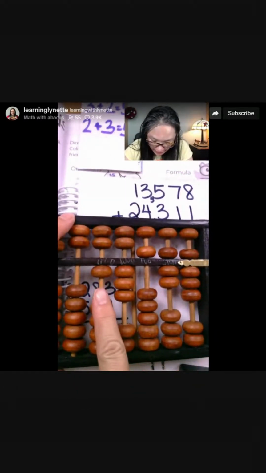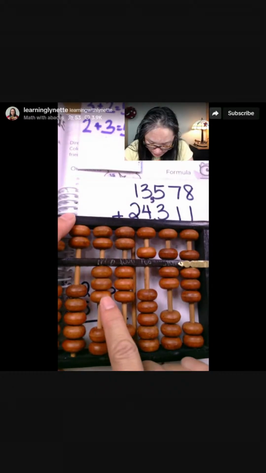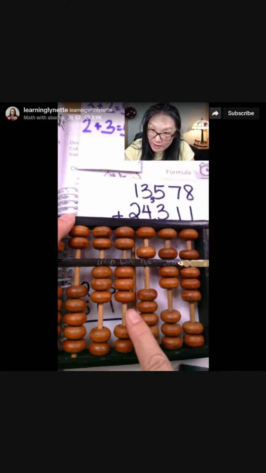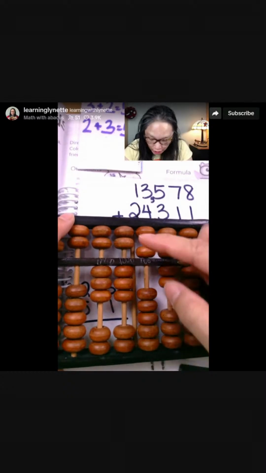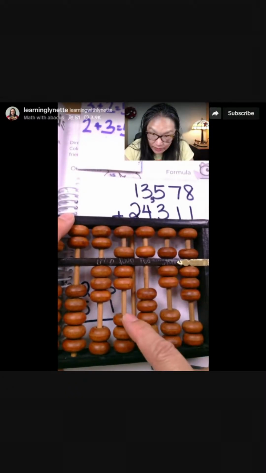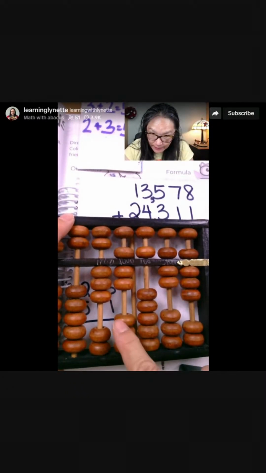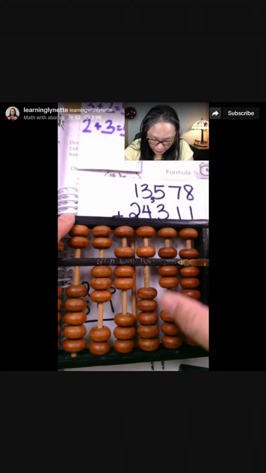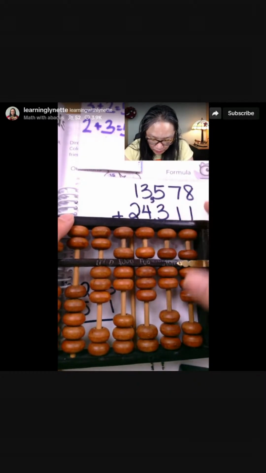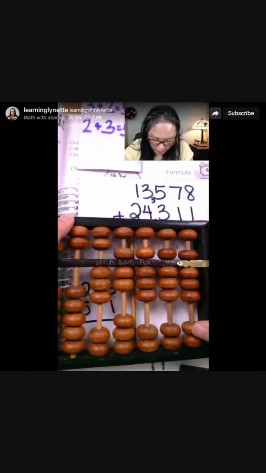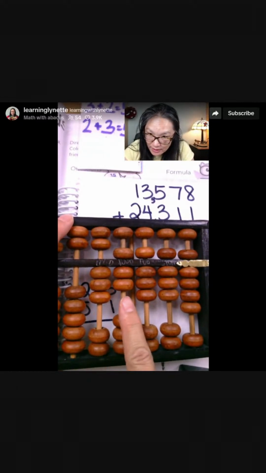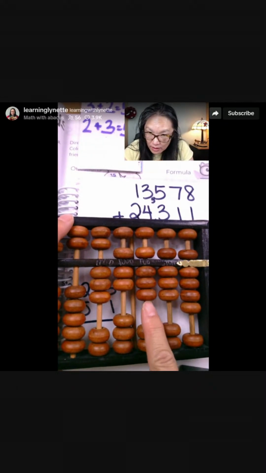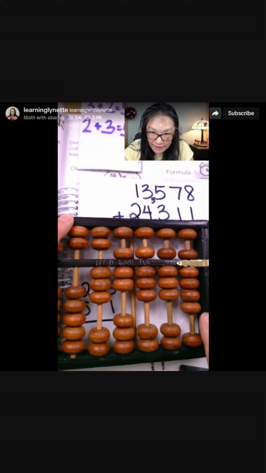Here, I want to add the 4. To add the 4, we talked about it. All you have to do is plus the 5, take away the 1. So what are we going to do here? We're going to add the 3, and then add the 1, add another 1. There you go. Add another 1. So my final answer is 37,889. So it works very similar to the Japanese abacus.